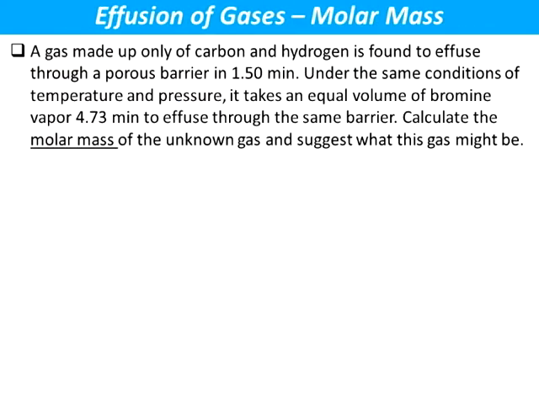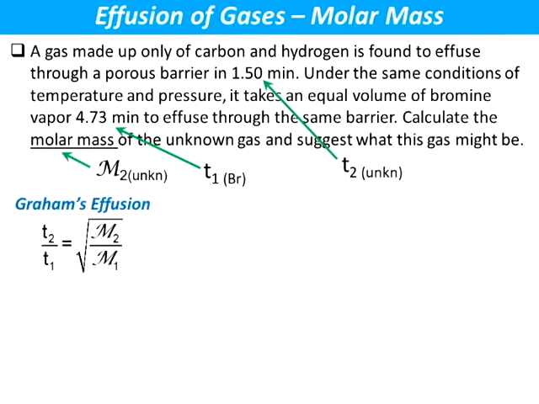Here's a problem. A gas made up of only carbon and hydrogen is found to effuse through a porous barrier in 1.5 minutes. Under the same conditions of temperature and pressure, it takes an equal volume of bromine vapor 4.73 minutes to effuse through the same barrier. Calculate the molar mass of an unknown gas and suggest what the gas might be. Notice here that there is simply a passage of time, therefore we use the T2 over T1 equation.